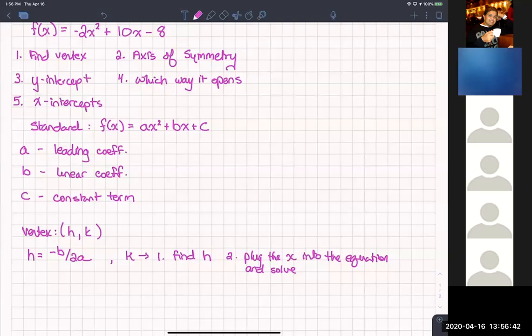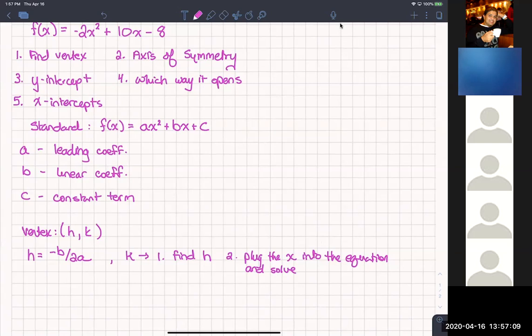Okay. So standard form: ax squared plus bx plus c. The leading coefficient is a, the linear coefficient is b, and the constant term is c. And the vertex is the coordinate, the point on the parabola where the graph changes direction. It stops going down and starts going up if it opens up, or it stops going up and starts going down if it is an upside down parabola.